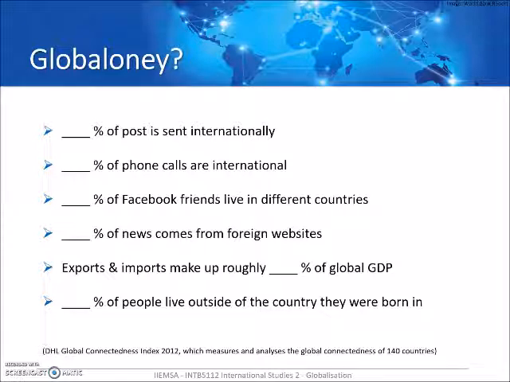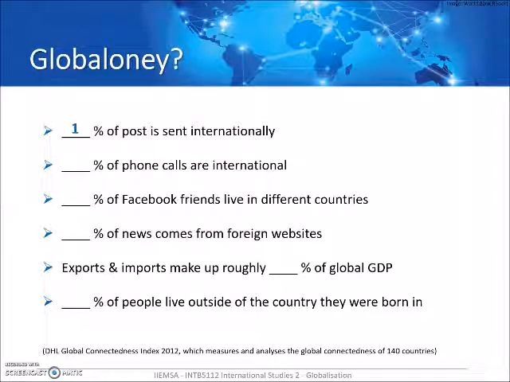What percentage of phone calls do you think are international phone calls? What percentage of Facebook friends do you think live in different countries? What percentage of news comes from foreign websites? How much percentage of global GDP do you think export and imports make up, roughly? And how many percentage of people do you think live outside the country they were born in? These are all sort of factors that would give us an idea of globalization, right? That's why we're starting with this. And I think you're going to be surprised by the numbers.